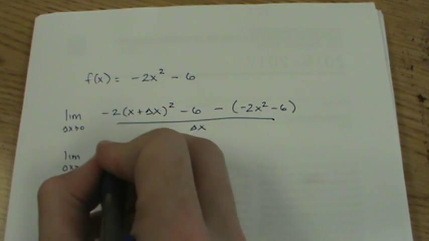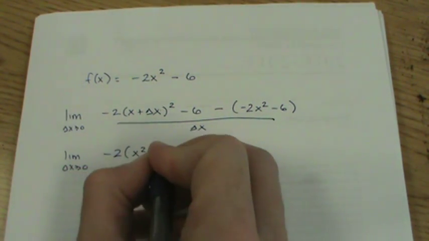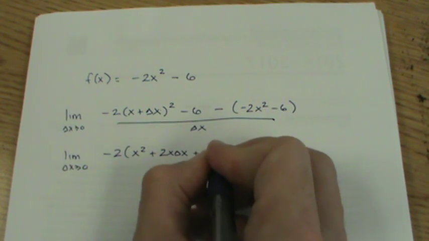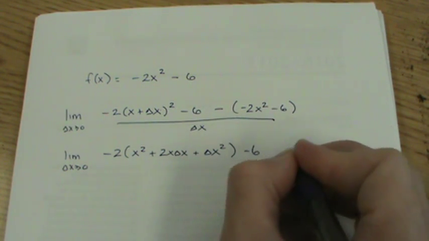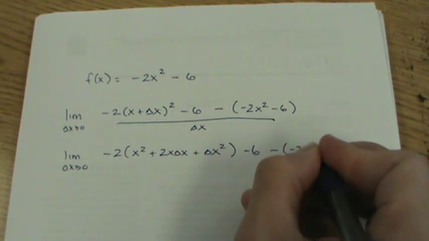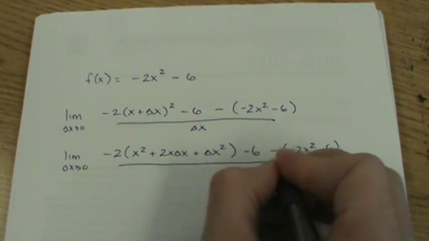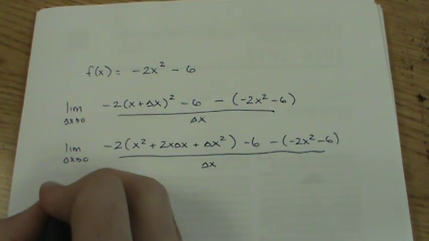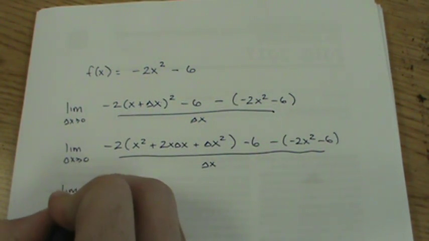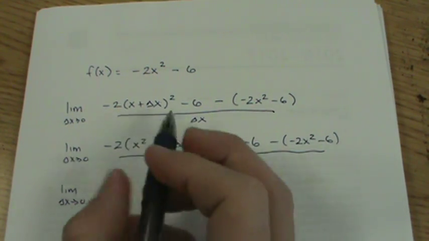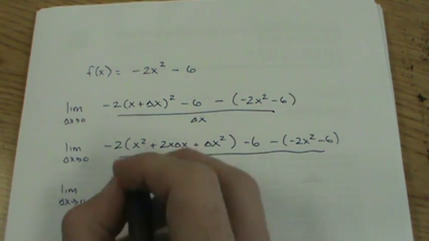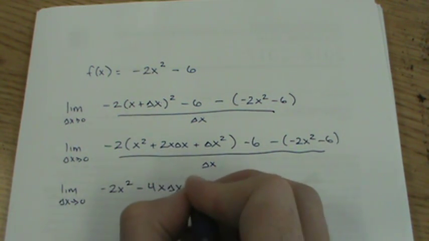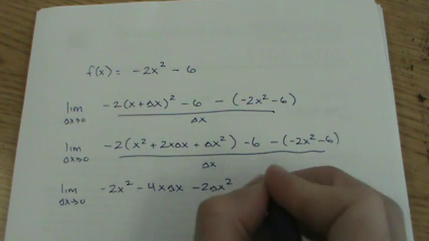So let's go ahead and expand that, so it gives me x squared plus 2x delta x plus delta x squared. And again, I'll save my distributing for the next step. This can all be done in one quicker step, but just so you see all my steps, I want to do each one out. Alright, so I'm going to distribute the negative 2. It leaves me with negative 2x squared minus 4x delta x minus 2 delta x squared minus 6.